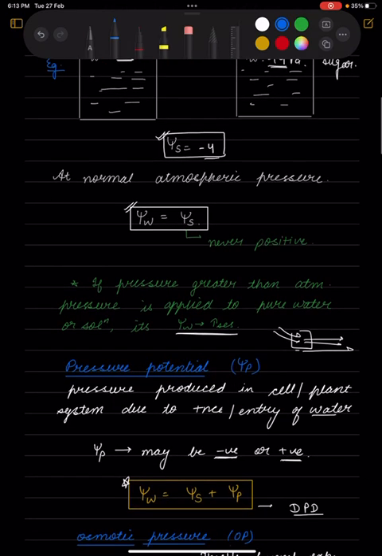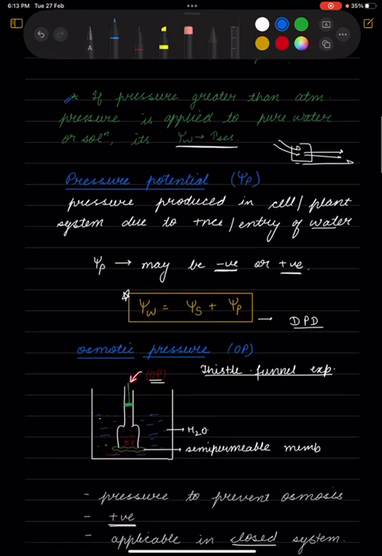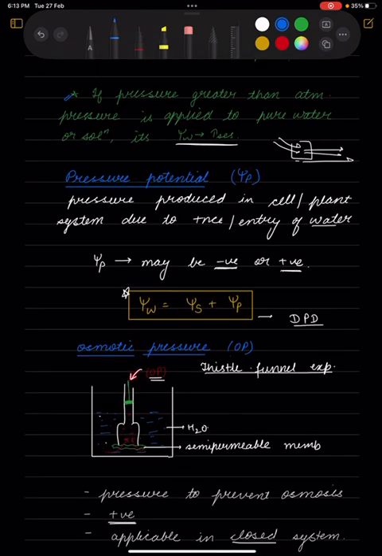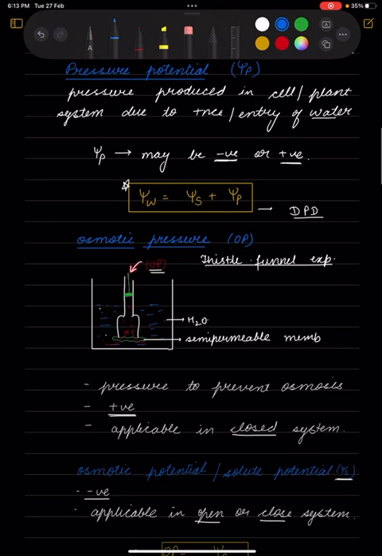Okay, this is very important. At atmospheric pressure, psi w is equal to psi s. Psi s is never positive. Okay, and this is a very common line in the NCERT. I have told you pressure potential is the pressure produced in the cell due to the presence or entry of water. It is positive or negative. This is a very common equation and very easy.